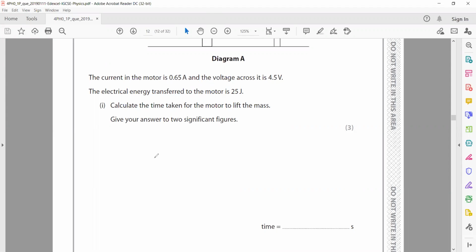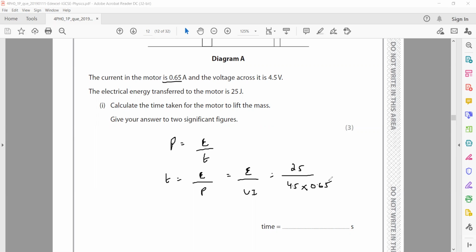So basically, the formula which relates energy, power, and time. We know power is equal to energy divided by time, so time is equal to energy divided by power. The energy, and the power, because electrical power is there, so voltage and current, so it will be VI. So time is equal to 25 divided by voltage, which is 4.5, multiplied by current 0.65. So this motor will take approximately 8.5 seconds to lift this mass.